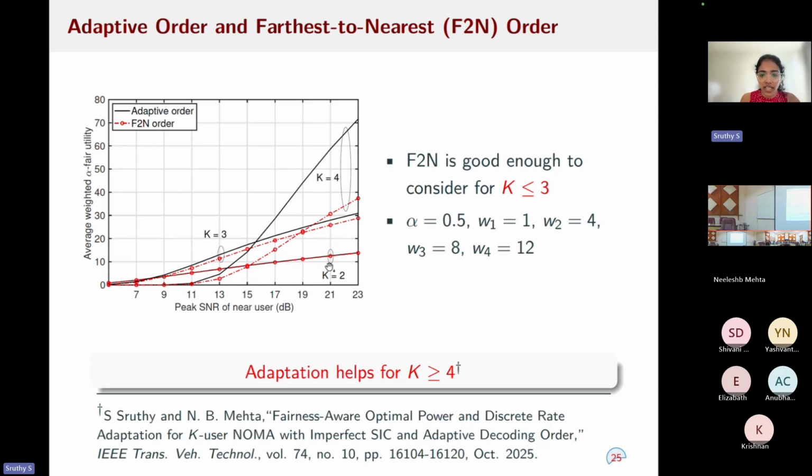We are plotting this for adaptive order and F2N order for different K. Here we can see that for K equal to 2, there is a close match between these two decoding orders. For K equal to 3, we can see a small difference between these two decoding orders. But for the K equal to 4 case, we can see a significant gap between these two decoding orders, especially at the higher SNRs. And we can see that adaptation helps for a higher number of users.